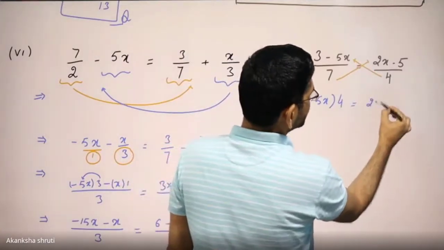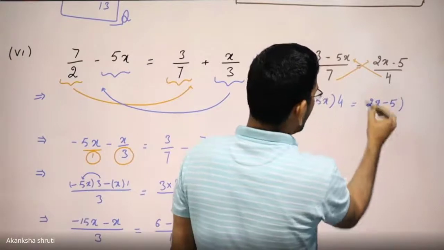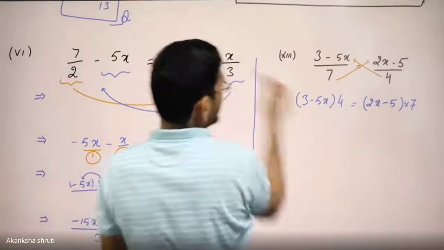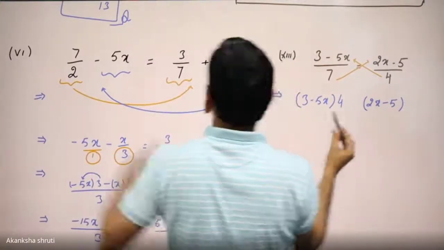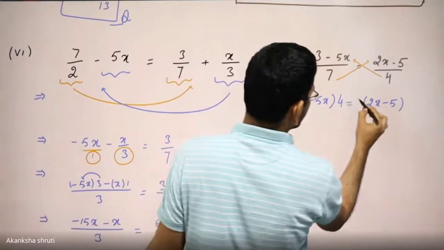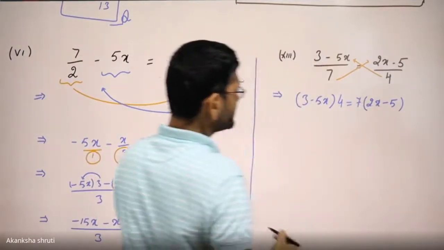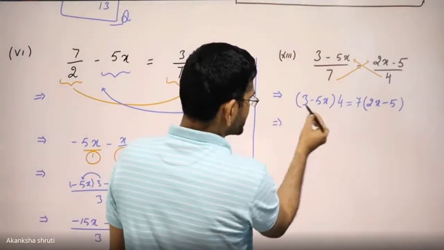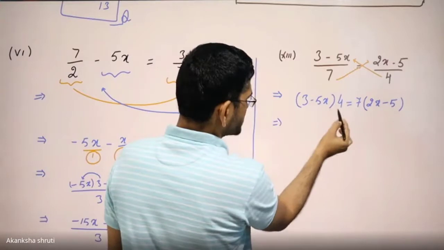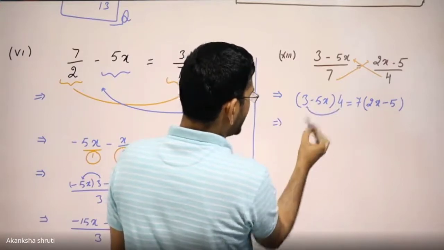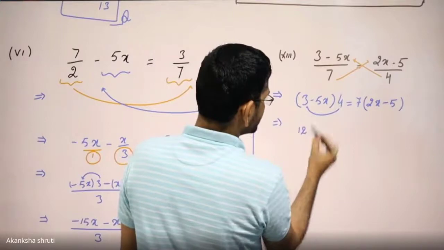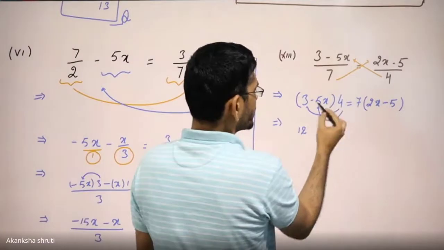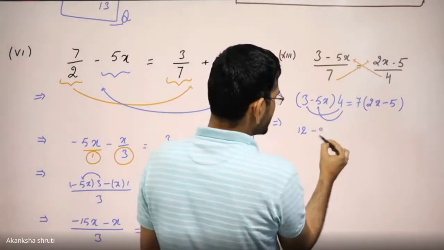Similarly, the 2x minus 5 has to be multiplied by this 7. You may write multiplied by 7 here, or students, you may write it before this also, that doesn't matter. So this implies this 4 has to be multiplied with these two terms. We have to apply the distributive property. 4 will multiply with this 3. 4 3s are 12. Then this 4 will multiply with this 5. 4 5s are 20, and the negative sign is there. So 20x.